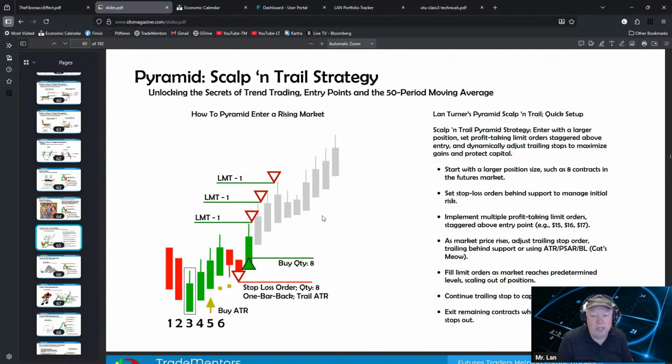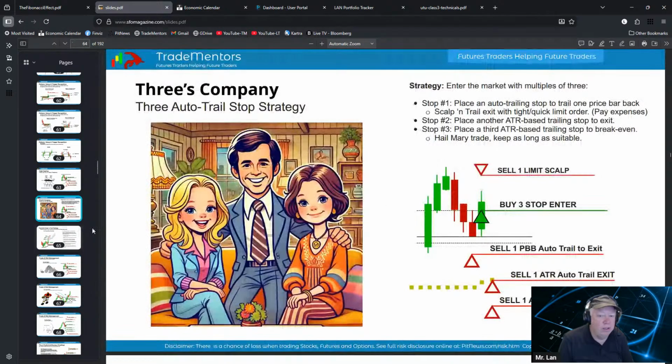As you practice, you'll see that there's lots of different ways to do things. You can put multiple orders in. You can be in different quantities. You can do reversal orders. There's all kinds of fun things that you can do. Just let your imagination run wild with all the different ways you can set up the orders. But this one here is what I call the Three's Company, because you have three trailing stops.